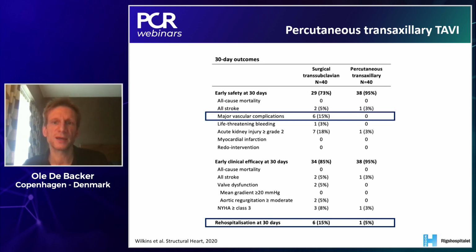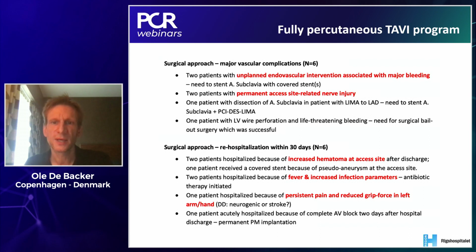Well, very good. I think we compared the last 40 surgical-assisted transsubclavian cases with our first 40 percutaneous transaxillary cases. And as you see, major vascular complications were not rare with surgically assisted transsubclavian access. We didn't see any with percutaneous transaxillary. Also, rehospitalization rates are lower. Why is this? Well, you can see what complications we saw in these surgically assisted.